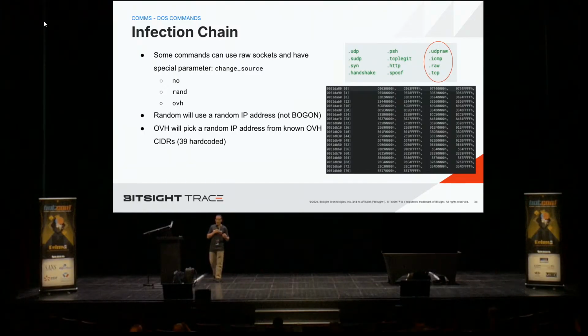But it will not be a random invalid IP or a random IP from a LAN network like a bogon IP. It will actually be a public IP. And then they have the OVH, which is quite interesting. They have 39 hard-coded OVH CIDRs that are publicly known. When you set it to OVH, they pick a random IP from that list, and they will use that IP as the source IP address. So they will build the entire IP packet, and this is actually sent. They build the IP header, and then they build the UDP header and send it.